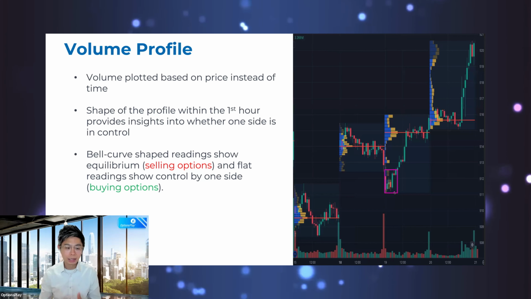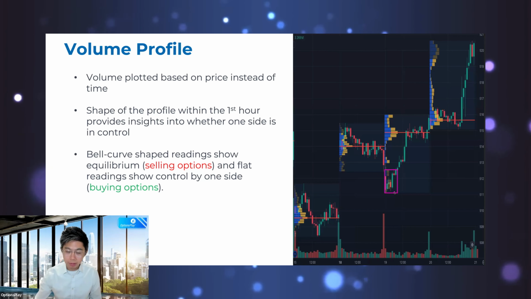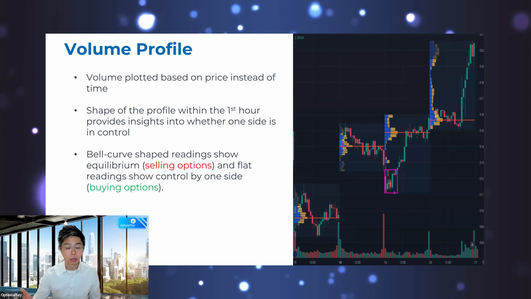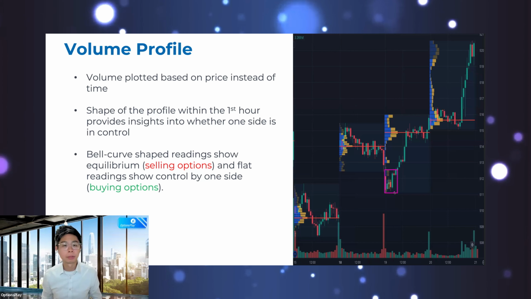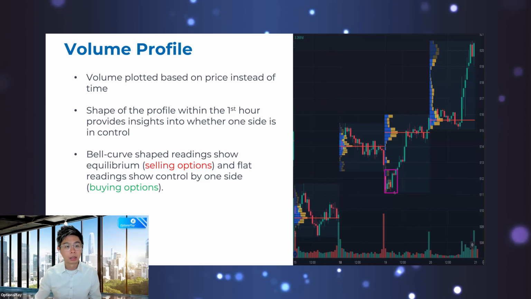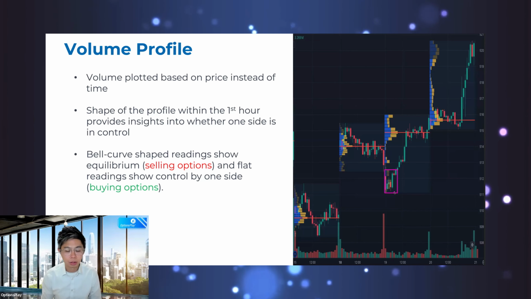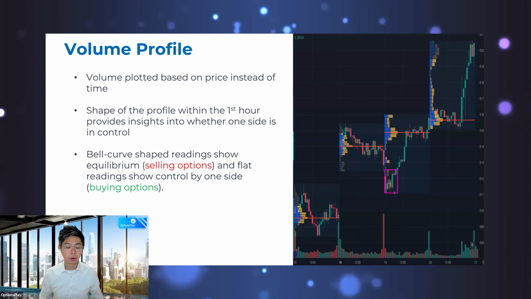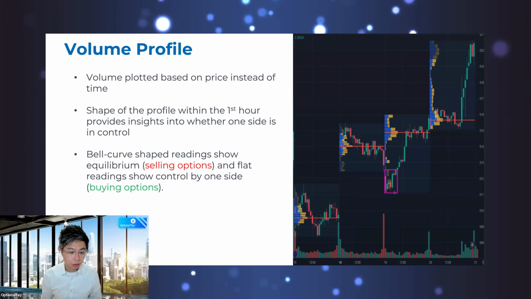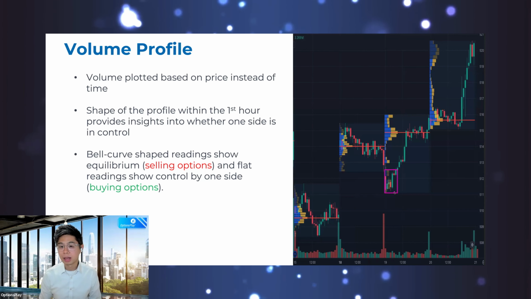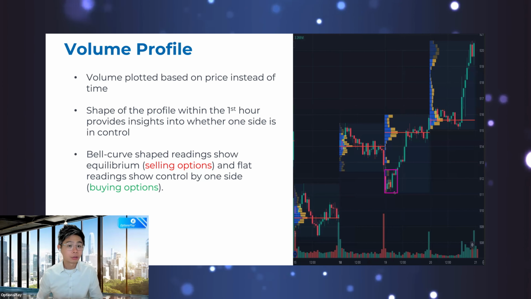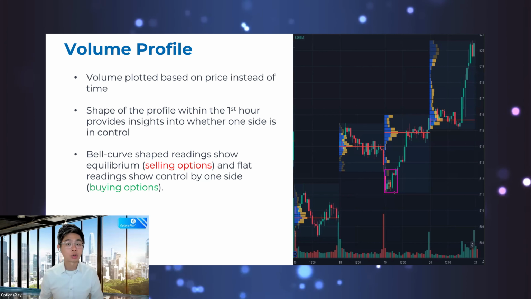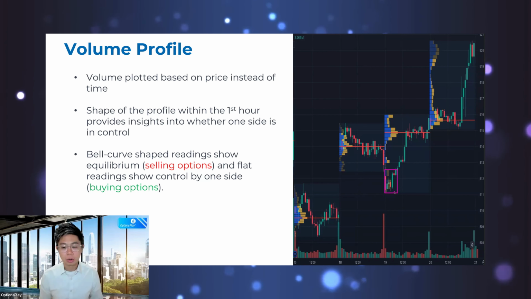profile. And what that gives you a good sense for is that, okay, it looks like one side of the market is maintaining control and either pushing the markets higher or lower. And simply price action will give you a sense for whether it's buyers that have control or sellers that have control for that day. And the way you think about volume profile is that if you start to see this bell curve shaped reading in that first hour, that gives you a good sense that at least for the first hour, there isn't a strong side that has control. You have that bit of equilibrium.